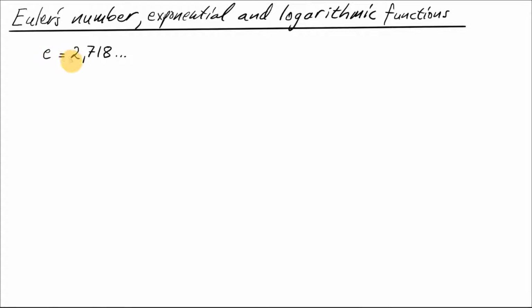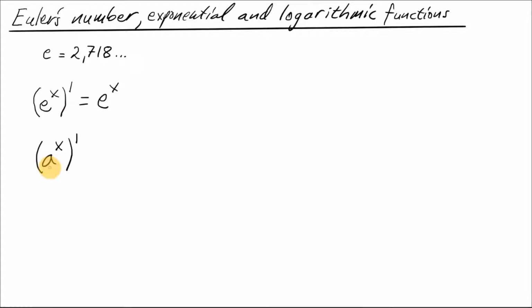Euler's number e. One reason it's important is if you study the exponential function e of x. The derivative of this function is equal to the function itself. We will not prove this here, but just accept that this is the case. If you take any other number than e, this will not happen. That's one reason e is so special.